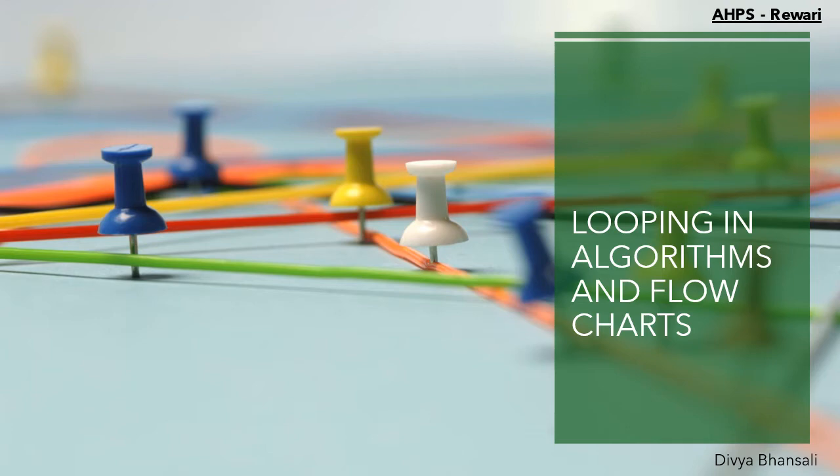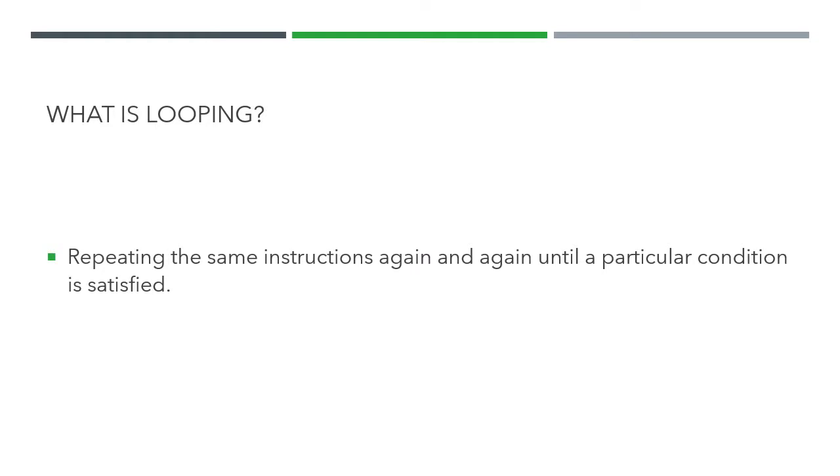Okay. So, as we talked in our Zoom class, we are going to do something additional to what is given in your book about flowcharts. What we are going to do today is looping in algorithms and flowcharts. This is a very important topic, so pay attention. What is looping? Repeating the same instructions again and again until a particular condition is satisfied.